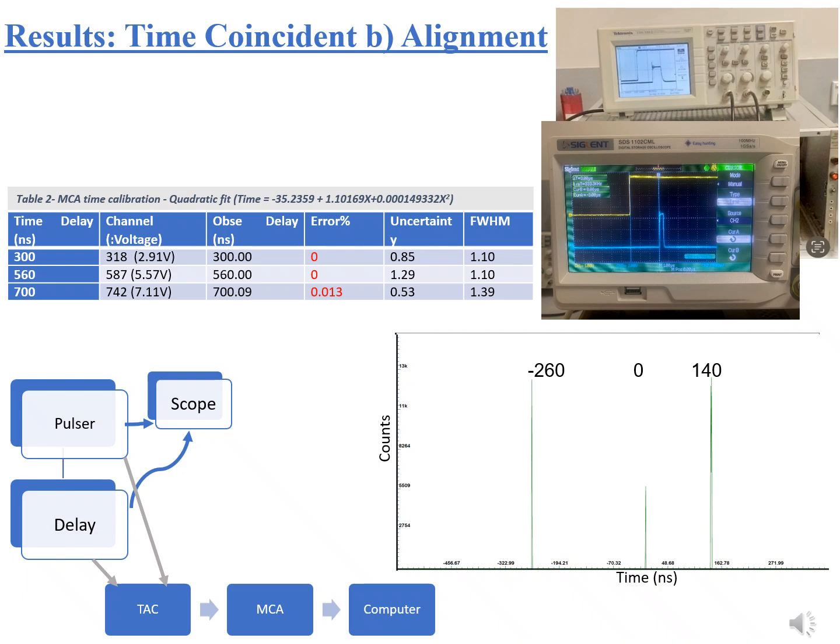Deviations to the right and left were interpreted as positive and negative time offsets, respectively. To observe coincident pulses, we used the 560 nanosecond delay to synchronize pulses from both detectors. This ensured that true 511 keV gamma pair coincidences were captured while minimizing accidental coincidences.